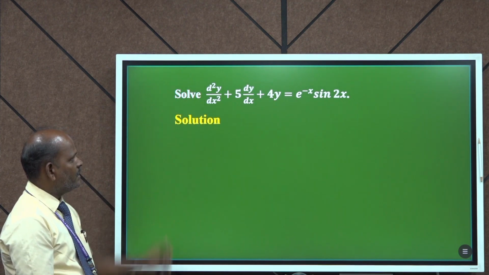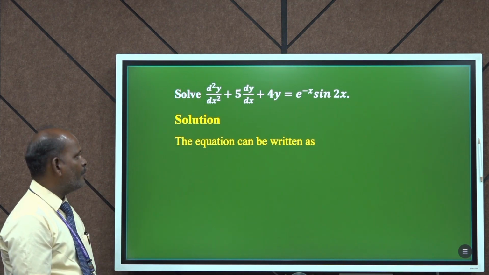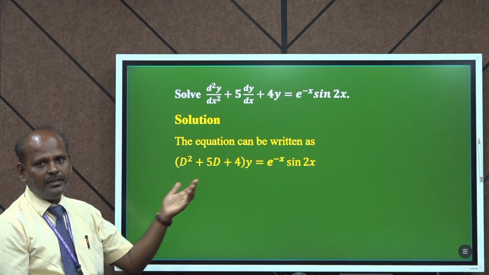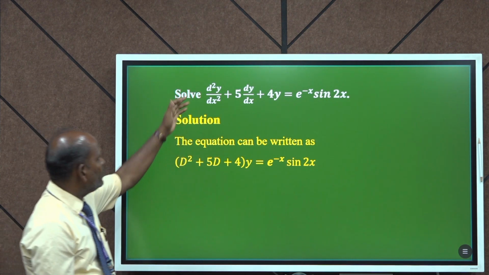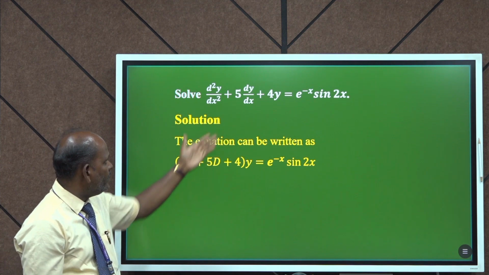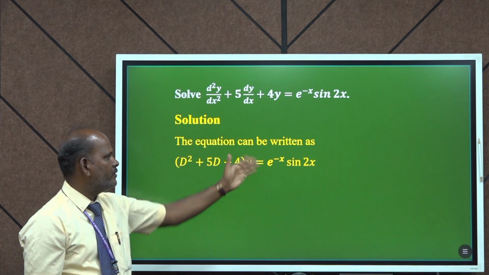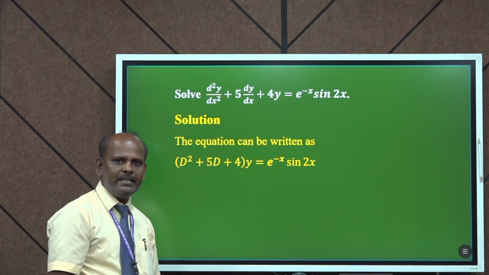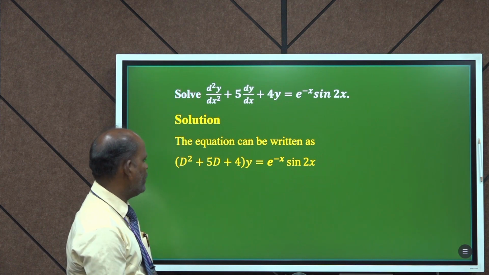To solve this differential equation, first we write the operator form, putting the substitution capital D equal to d by dx. Therefore this differential equation becomes (D square plus 5D plus 4) y is equal to e power minus x into sin 2x.